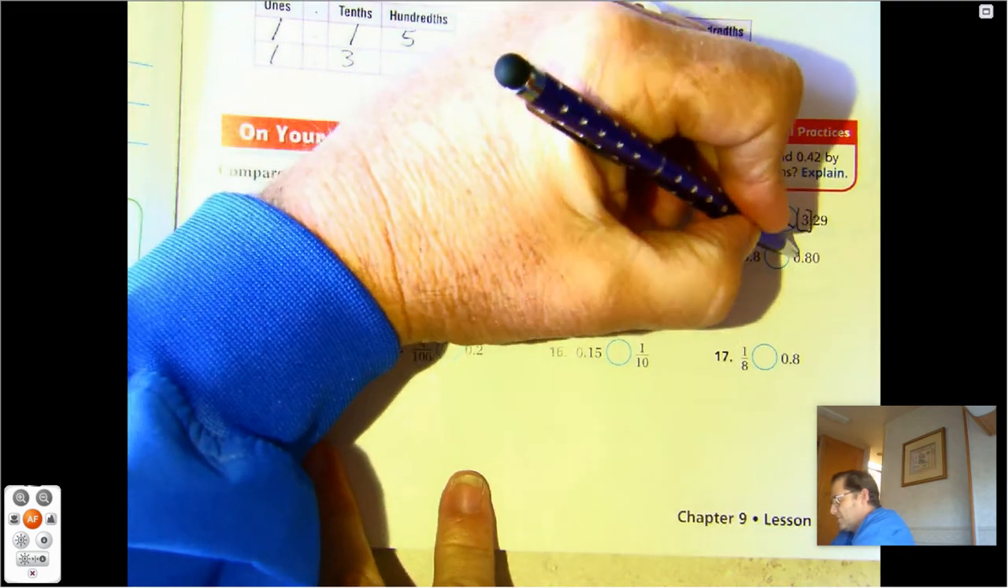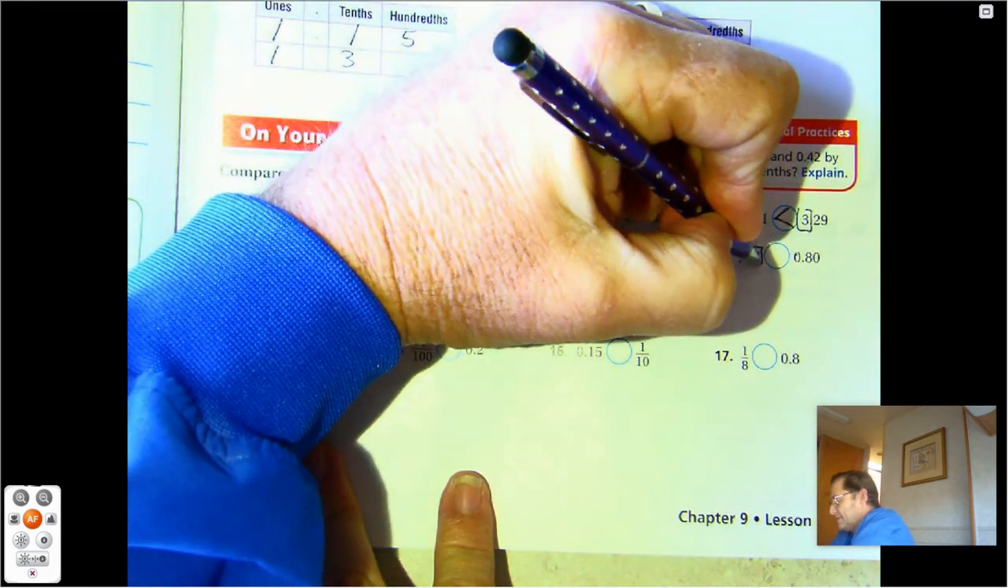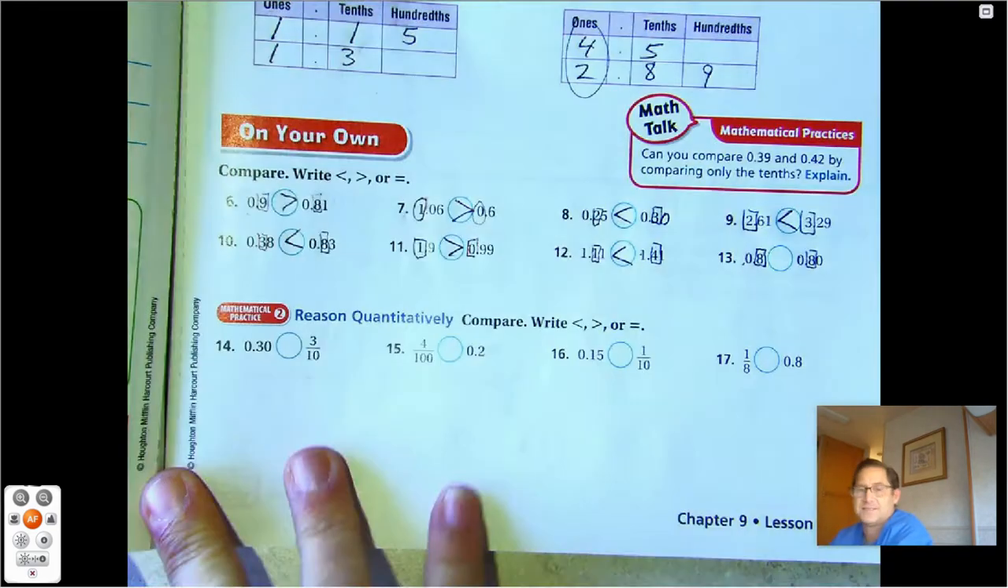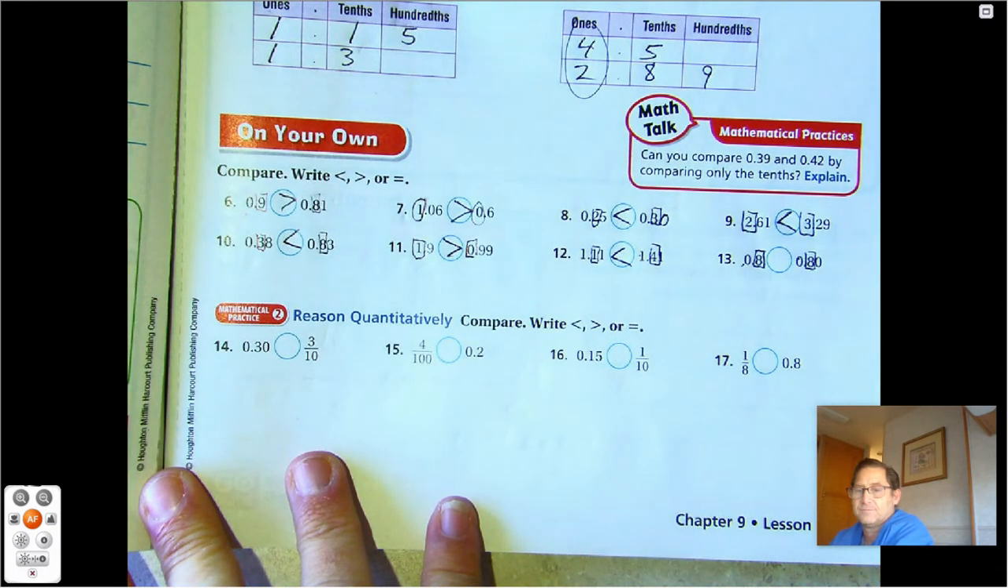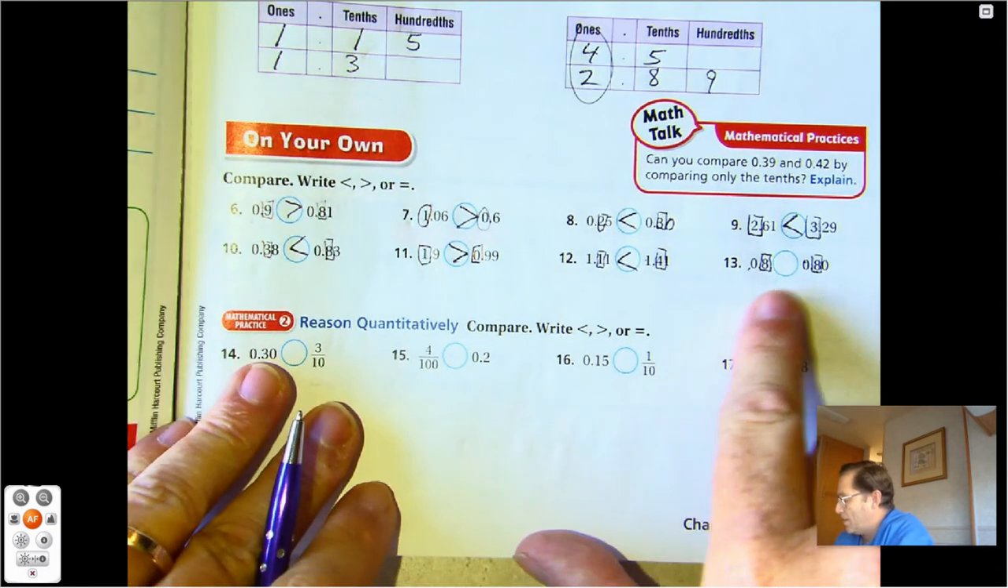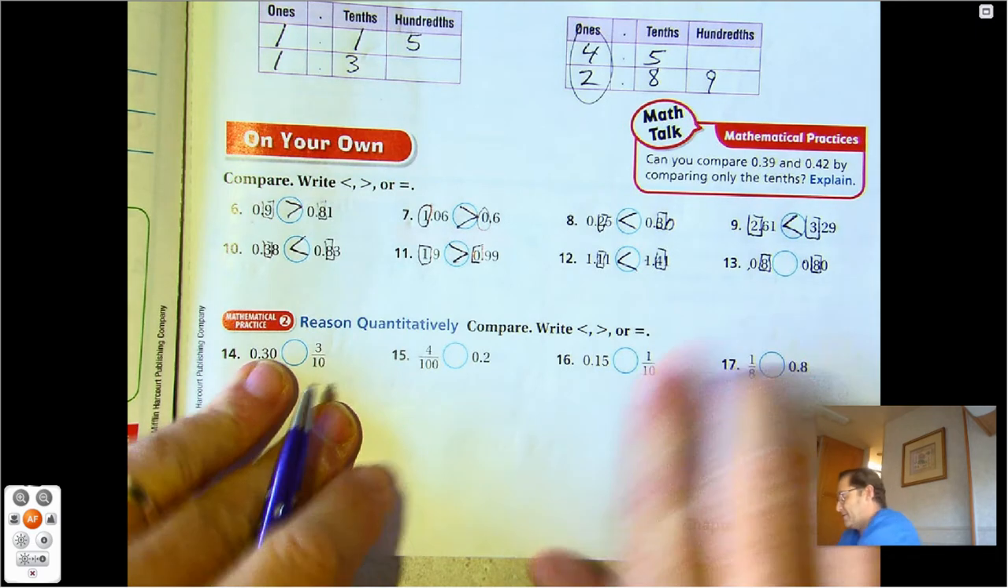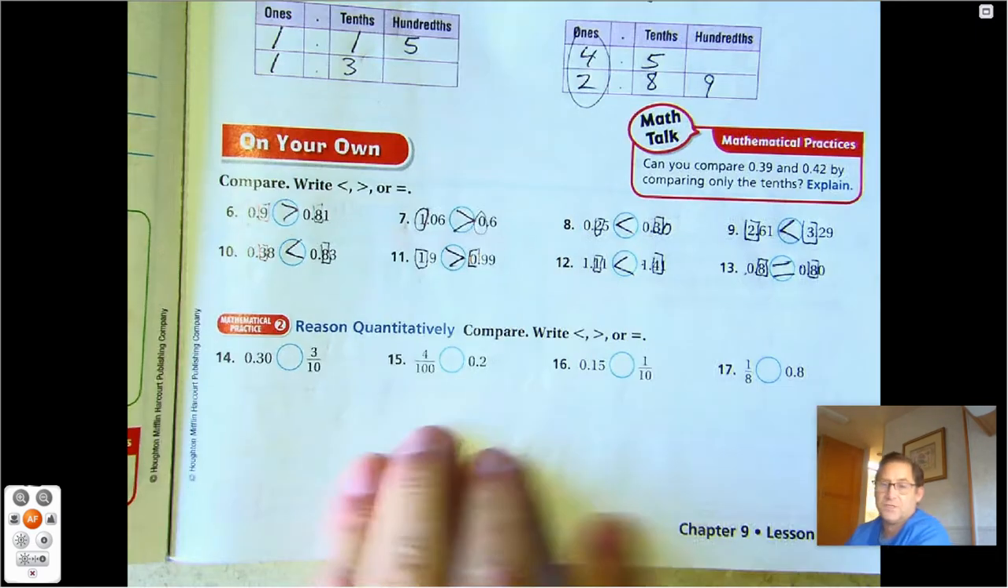0, 0, 8 tenths, 8 tenths. No hundredths, no hundredths. This one is equal to each other.